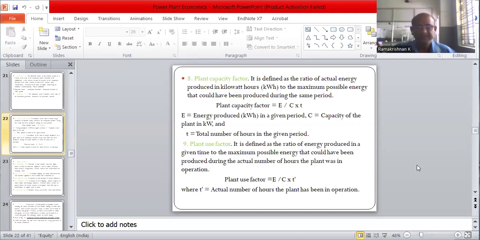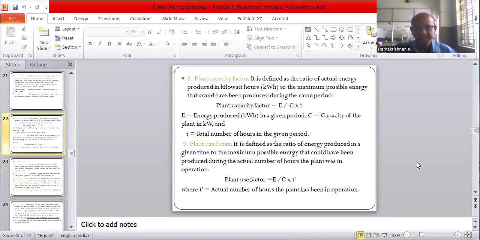Next, plant capacity factor. The term compares the energy generated by a power plant to the maximum possible energy that could have been generated by the power plant for a given period of time. It is given as the ratio of the energy generated in kilowatt hour, that is units, to the maximum possible energy that could have been generated during the same period. Here, T indicates the total number of hours in the given period.